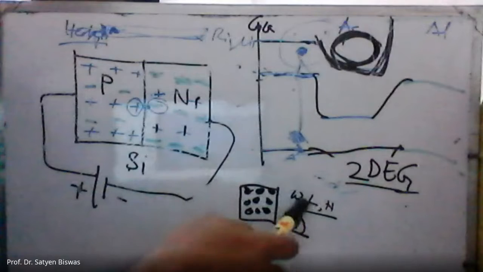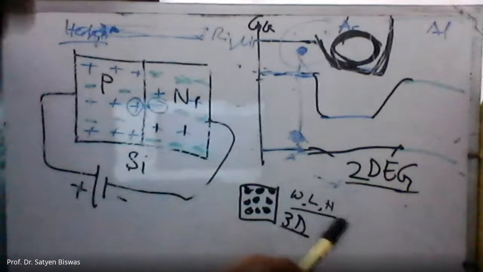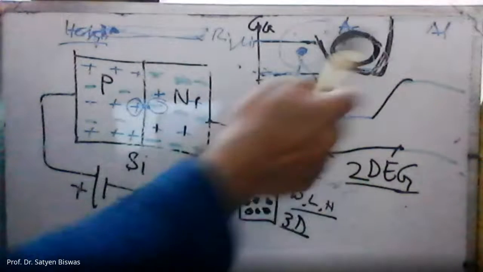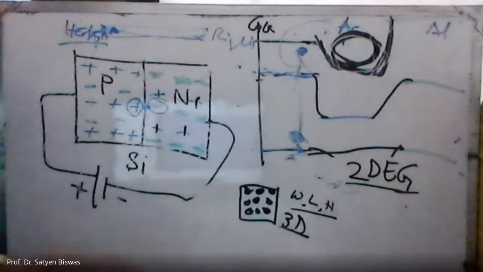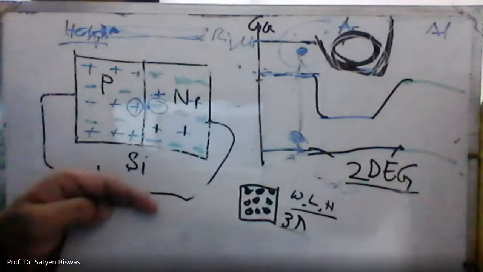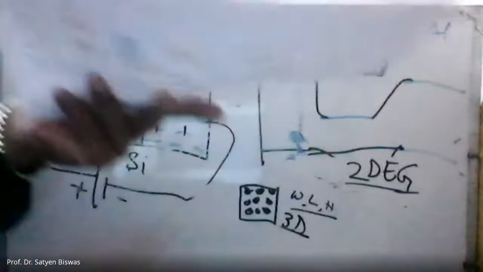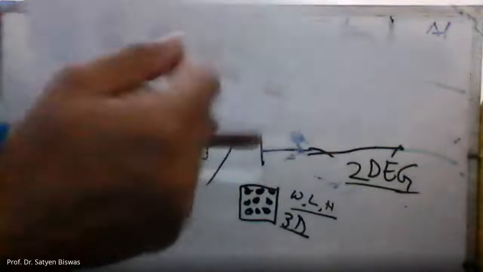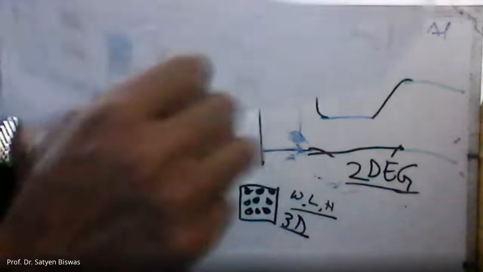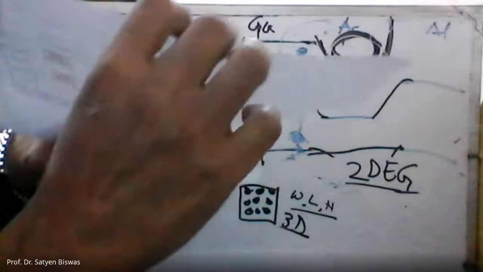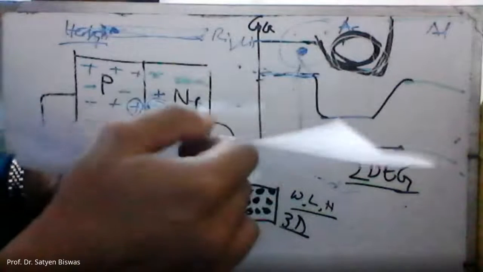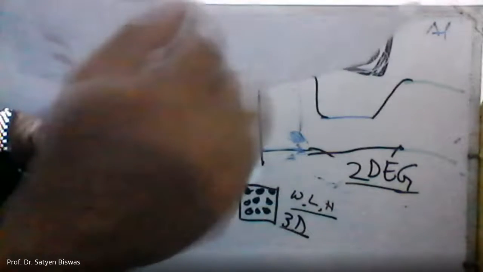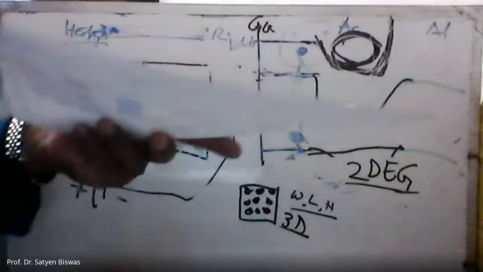Width, length, and height. But the interesting thing here is that they will form a very thin layer of electrons. Right? You understand? A very thin layer of electrons means the thickness of the paper is almost zero. Maybe only one electron. The thickness is only one electron, so there will be no height.